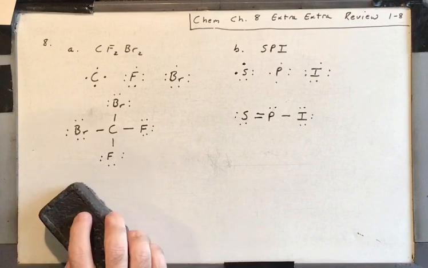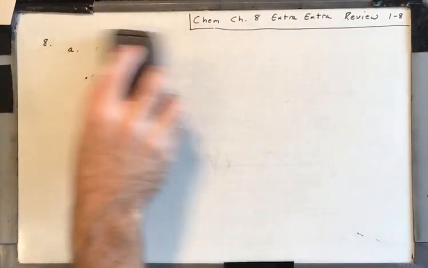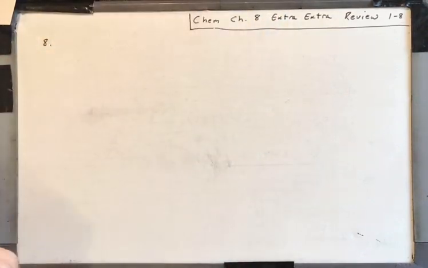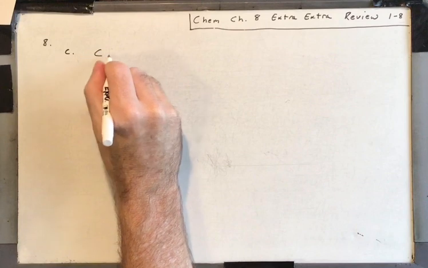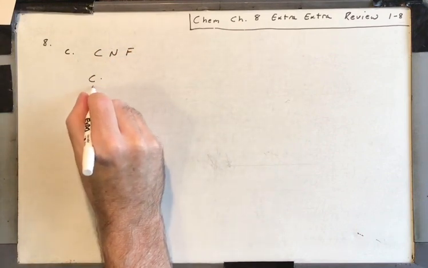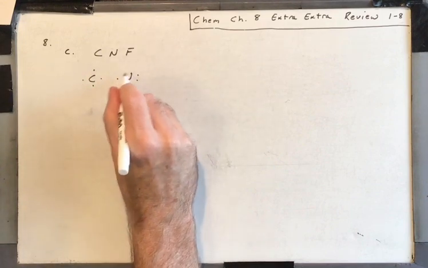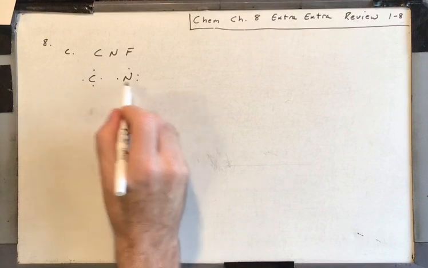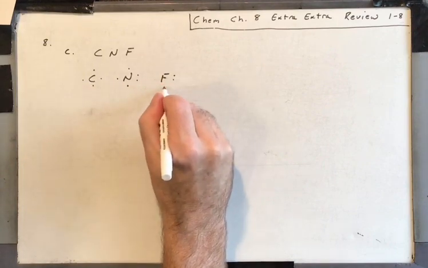All right, we've got 2 more to draw, and then this video will be complete. All right, we have CNF. Now remember carbon, you don't have to draw these dot diagrams if you don't want to. I'm doing it for illustrative purposes. Carbon's in column 4, nitrogen column 5, so there's the 5. Fluorine's in column 7.